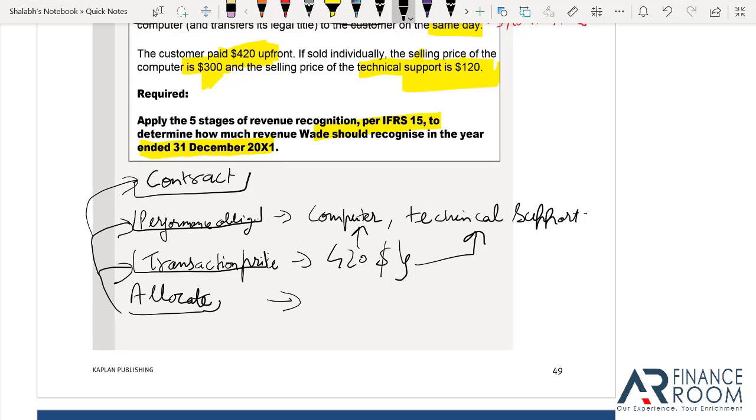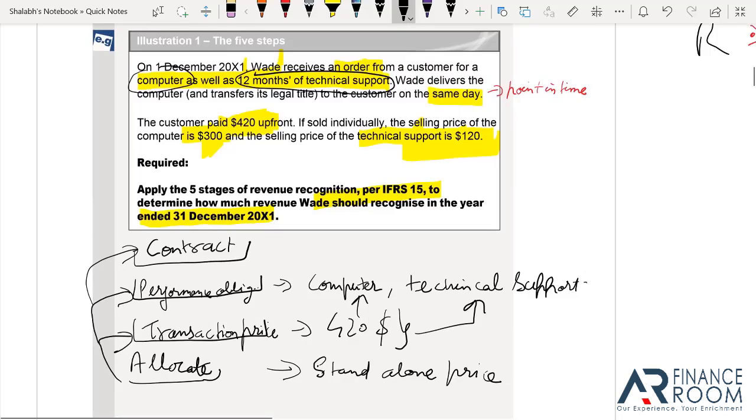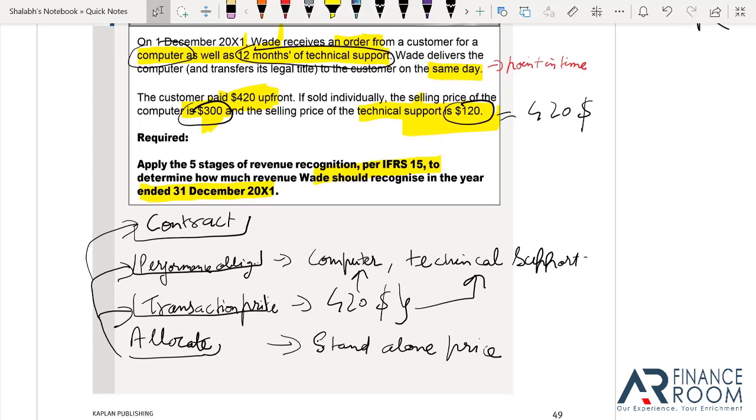Now how do we allocate this? We allocate this on the basis of standalone price. Now here in this example, see what's the total of standalone price? $300 is the standalone price for the computer, $120 is the standalone price for technical support. Now if we add this, what do we get? We get again $420. Here the total of standalone price and the price being quoted for the bundled goods and service is the same.